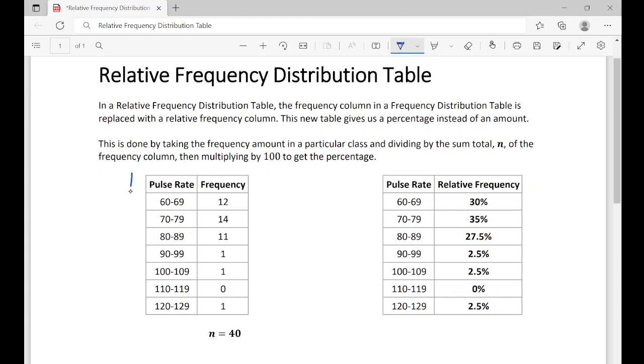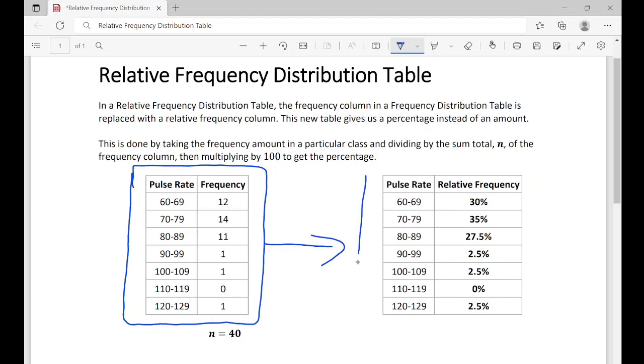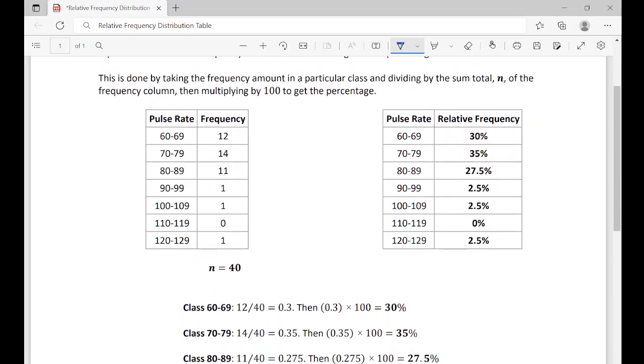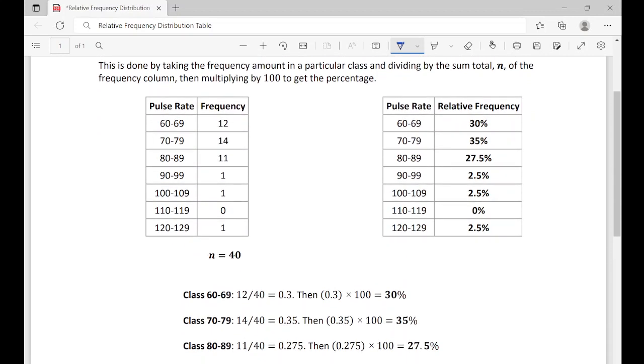So what we're going to do is take our frequency distribution table and turn it into a relative frequency distribution table here. So how do we do it? It's pretty simple. All we're going to do is take the frequency of each class, divide it by n, multiply it by 100 to get the relative frequency.